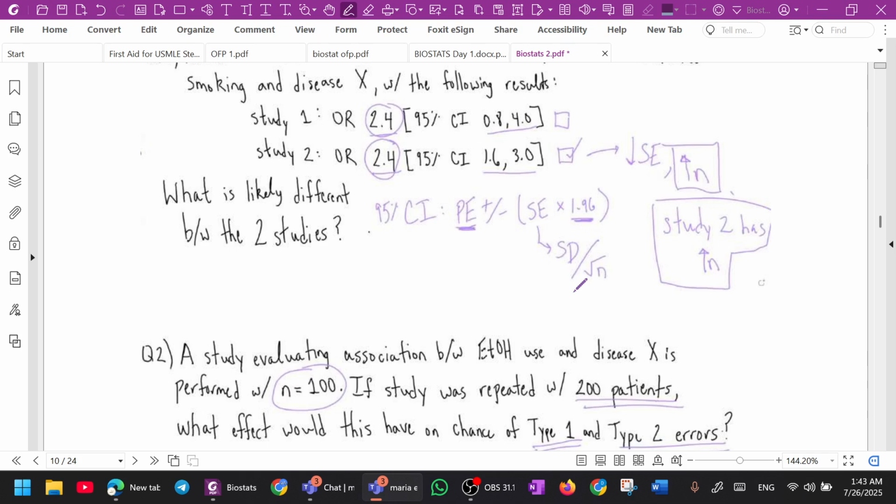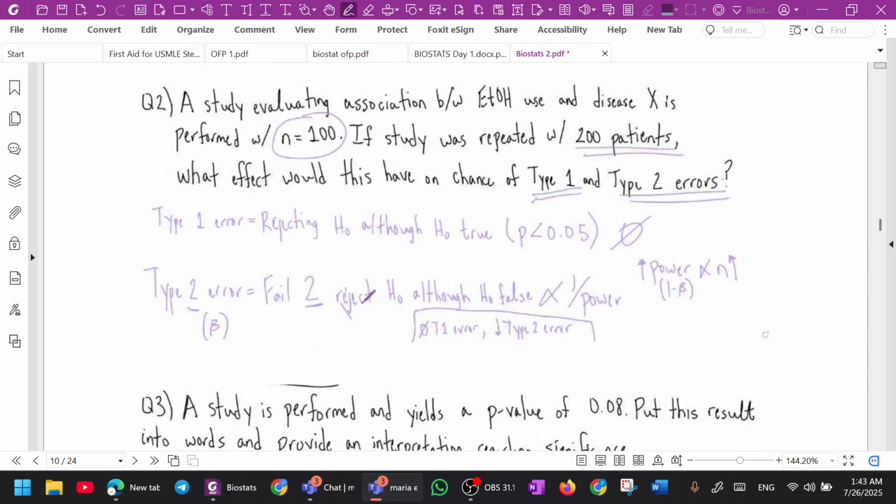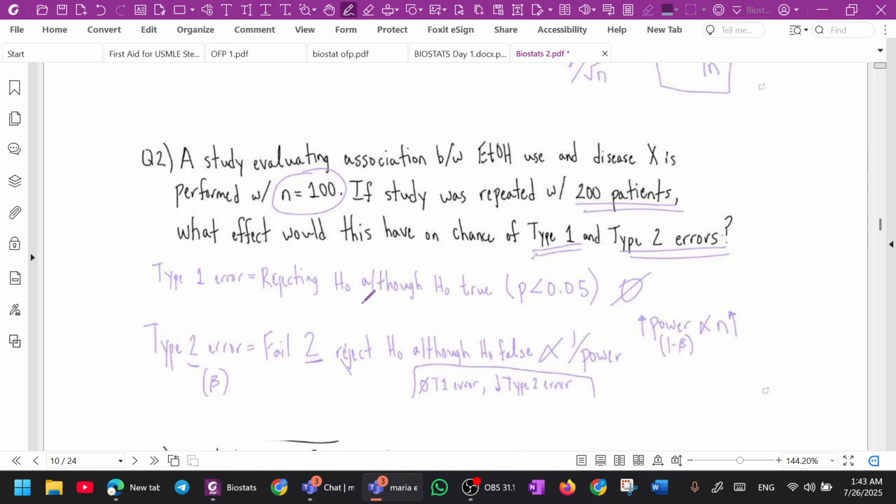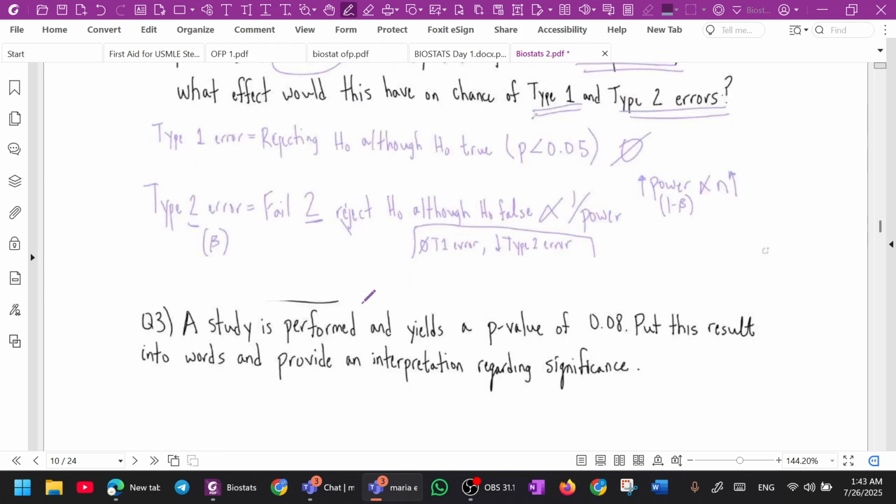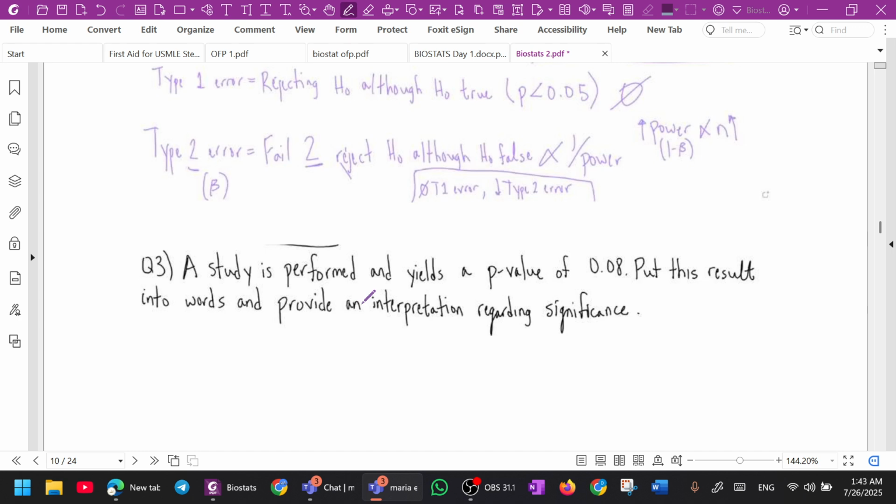Let's see. What you said is true. So type 1 error, no change. You got it. Type 2 error, failed to reject, blah, blah, blah. Power increases, as you said, and sample size increases. You're right, so type 2 error will decrease. You got it. I can do that one myself, but okay, try that one.